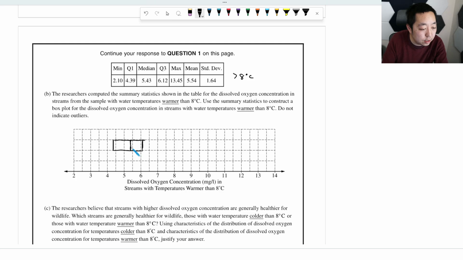Okay. And if they don't want the outliers, I think it would be okay just to do the min and the max. So 2.1 is going to be the minimum. Normally I would do a fence, but if they don't want the outliers, then I'm just going to do the min and the max. So 13.45. 13.45 is about there. And so then I would draw a line that looks like this. Okay, so that takes about that. So, you have min, max, Q1, Q2 or median, and then Q3.